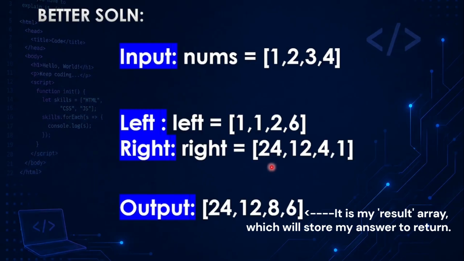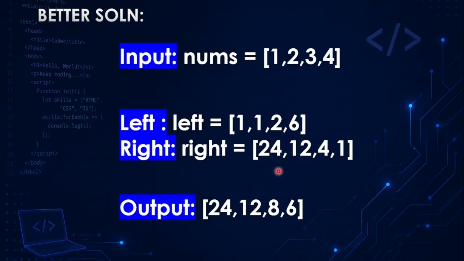1 into 24, 24. 1 into 12 gives us 12. 2 into 4 gives us 8. 6 into 1 gives us 6. And this is exactly what we wanted. And we have achieved it without division.